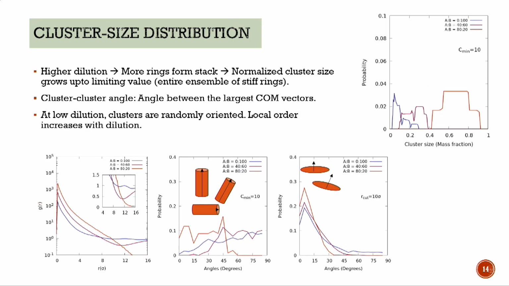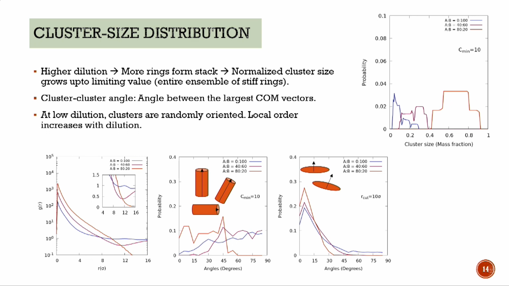Now we look at the cluster size distributions. The idea is that the more dilute the system is, the more rings will form stacks. Of course, the number of stiff rings is decreasing, so we have to normalize the sizes. We show that as we dilute the system, most of the rings are forming stacks. Ultimately, when a single stack forms, everything will be at the far right end of this graph, which is 1. But already at the 80-20 mixture, you can see that most of the rings have moved to the right side, which basically means that the entire ensemble of these stiff rings is forming stacks with dilution.